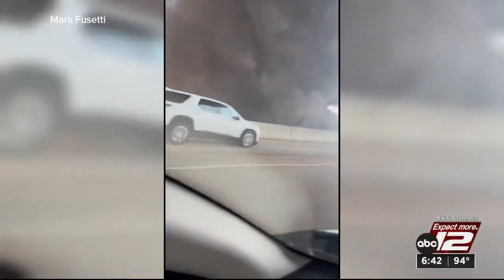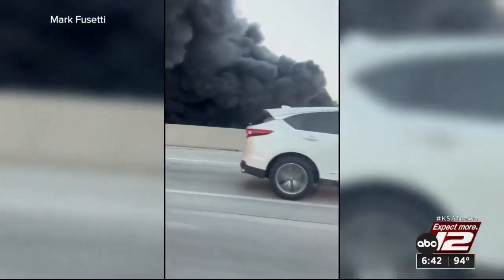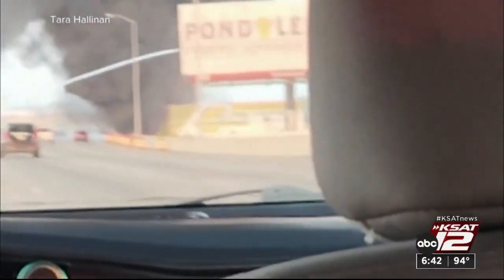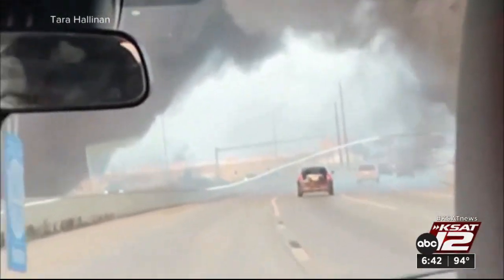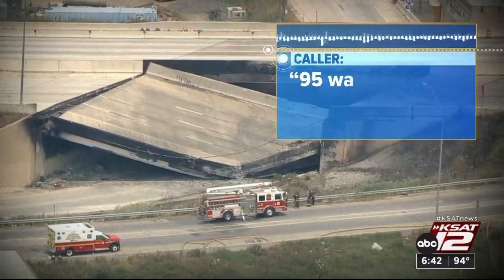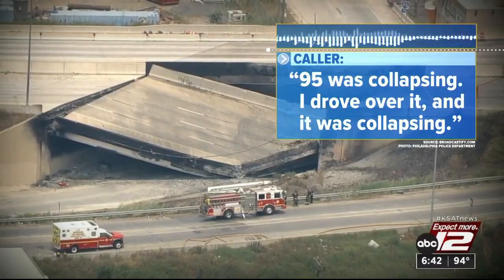Oh boy. One of the nation's busiest interstates bursting into an inferno in Philadelphia Sunday morning. Dramatic images capturing the terrifying moments for drivers before the collapse, the highway erupting into flames. I-95 was collapsing. I drove over it and it was collapsing.